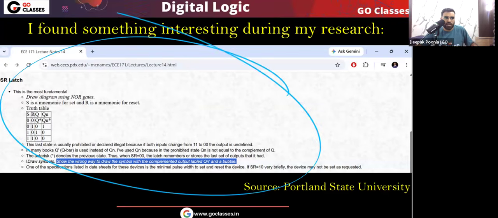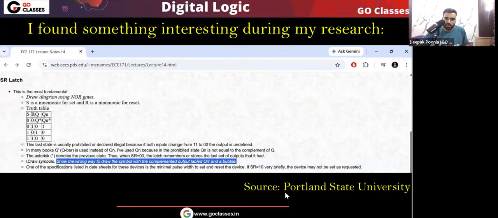this interesting point. You can see, in the Portland State University, this screenshot I found. You can go to this link and you can check it out. I found something interesting during my research. So look at this line, this blue line, what they are writing. They are writing that this shows the wrong way to draw the logic symbol, with complemented output labeled Q and Q complement and a bubble.